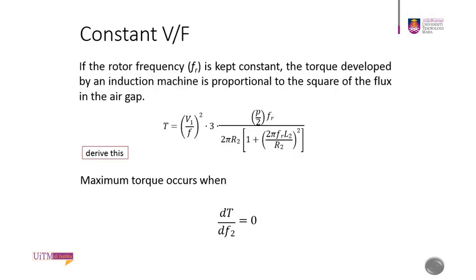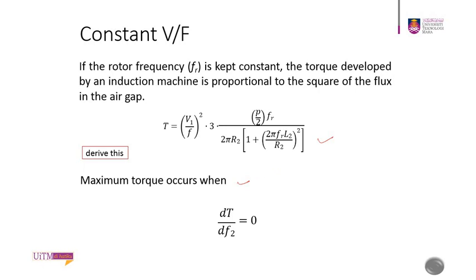And that's why we need to have a constant V to F. If the rotor frequency is kept constant, the torque developed by an induction machine is proportional to the square of the flux in the air gap. This can be proven by deriving the torque. The maximum torque occurs when dT over df is equal to 0.